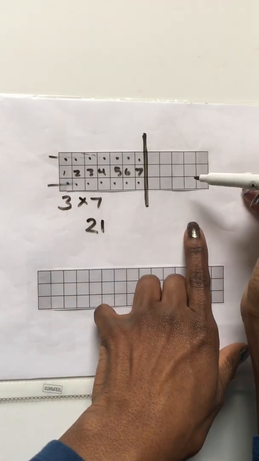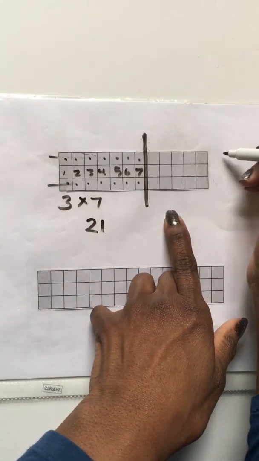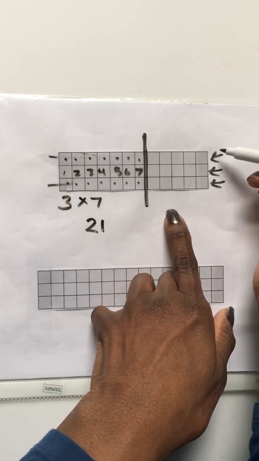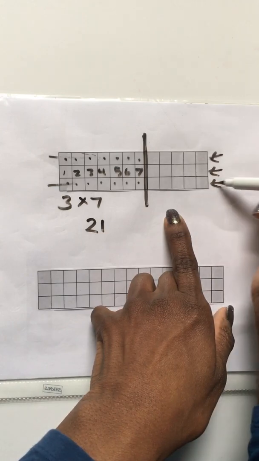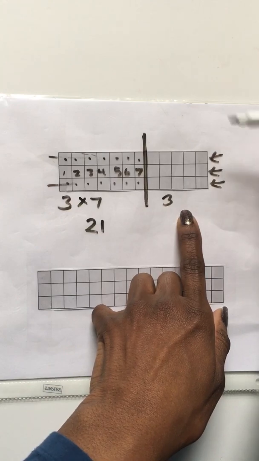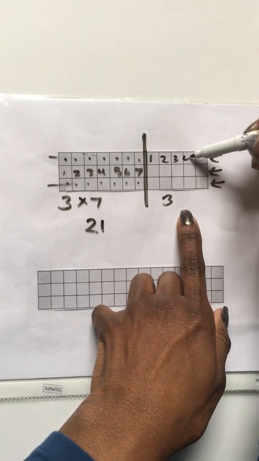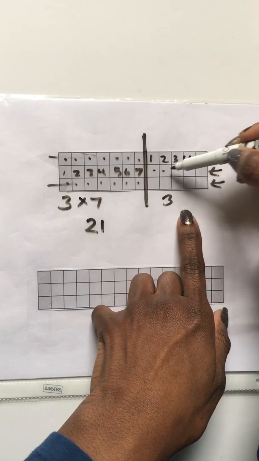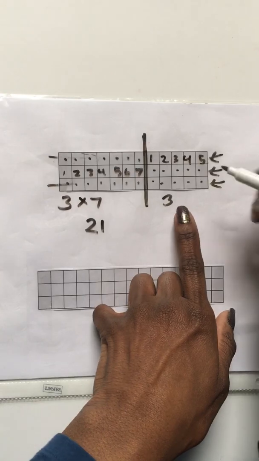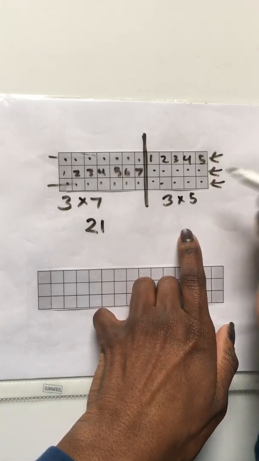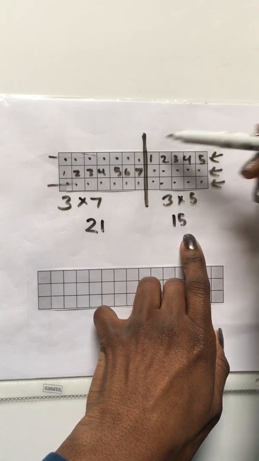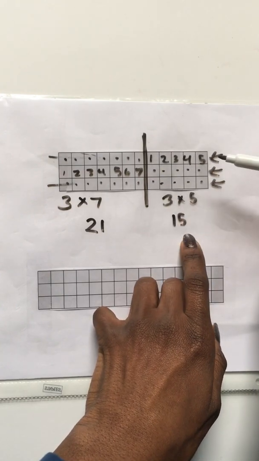Now I'm going to do the same thing over here. I'm simply going to ask myself, how many rows does this rectangle have? 1, 2, 3. Again, we have 3 rows. How many square units in each row? 1, 2, 3, 4, 5. 3 times 5 is 15. So the area of this smaller rectangle is 15.